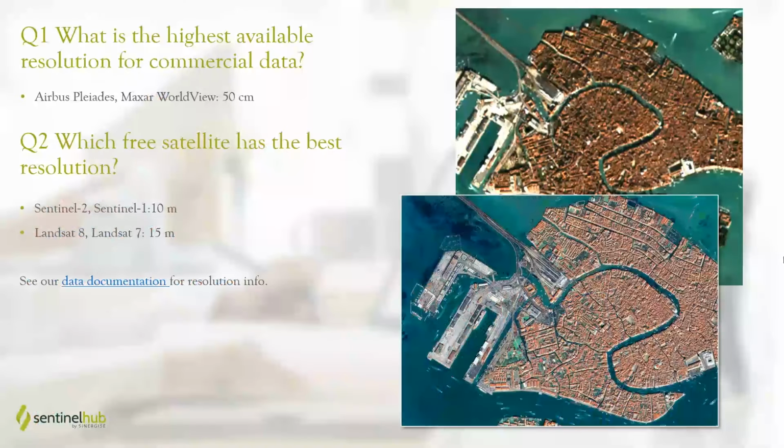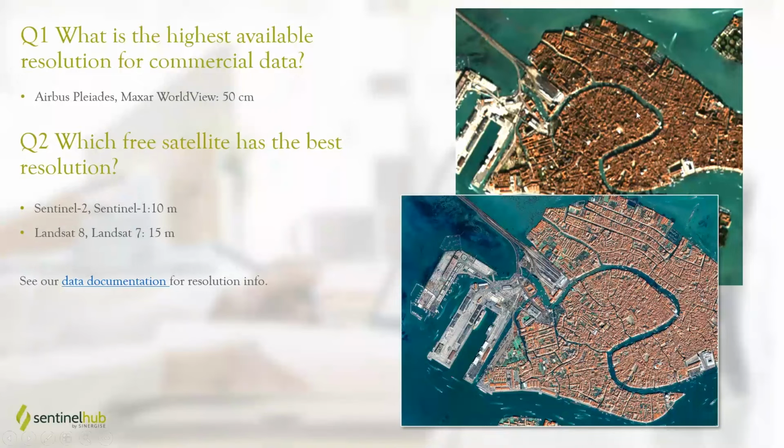The first question is, what is the highest available resolution for commercial data? In Sentinel Hub, both Airbus Pleiades and Maxar Worldview share this trait because both of them have a band that goes as high as 50 centimeters in resolution. The second question is, which free satellite has the best resolution? In Sentinel Hub, this goes to Sentinel-2 and Sentinel-1, which both have bands in 10-meter resolution. And the second place goes to Landsat 8 and 7 with 15 meters.